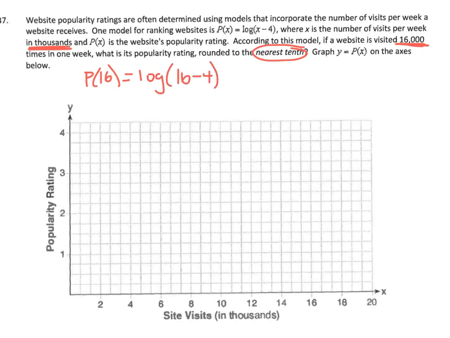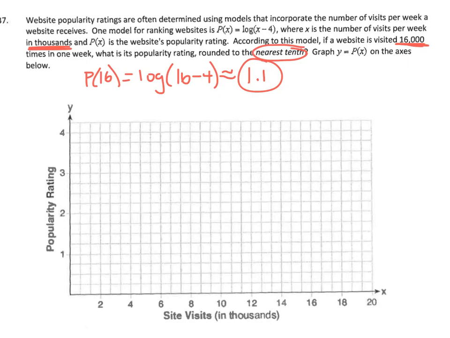So this is actually pretty straightforward. All you have to do is just plug this log of 16 minus 4, or log of 12, in your calculator and just round to the nearest tenth. So we wind up getting 1.1. All right, so the first part of this question is done. That was pretty straightforward. Now the next part says to graph P of X on the axes below.